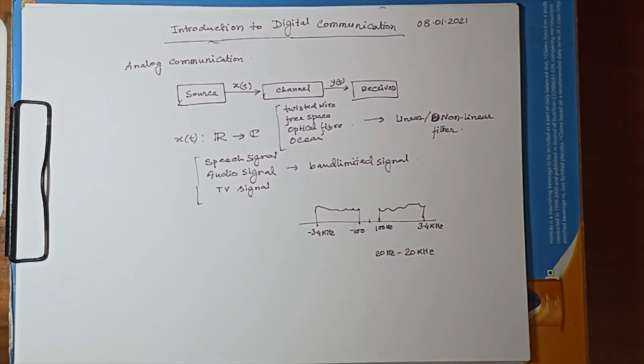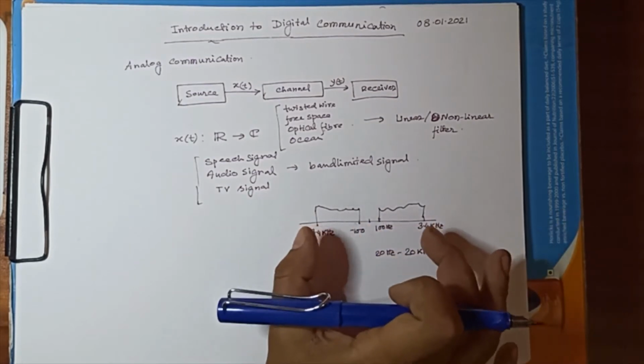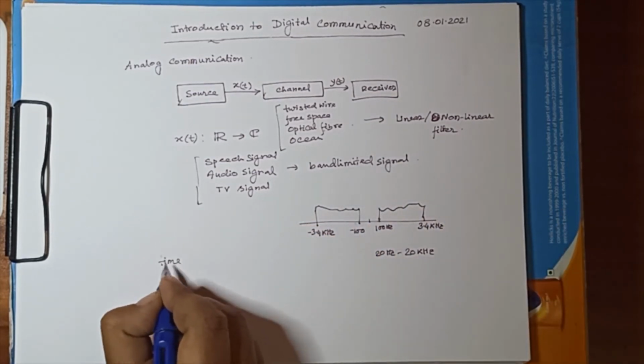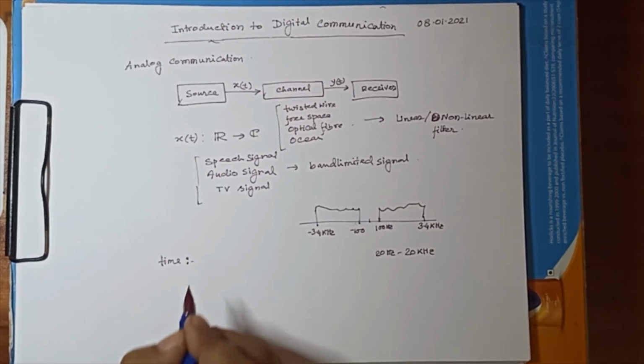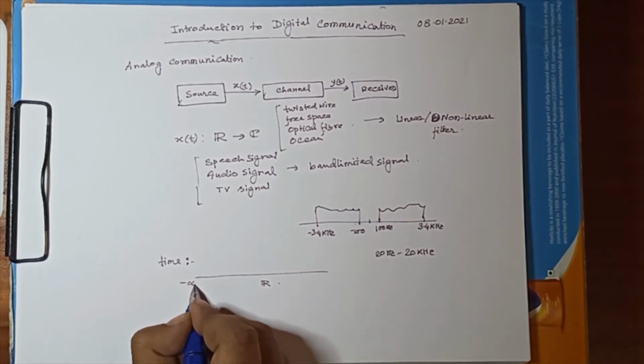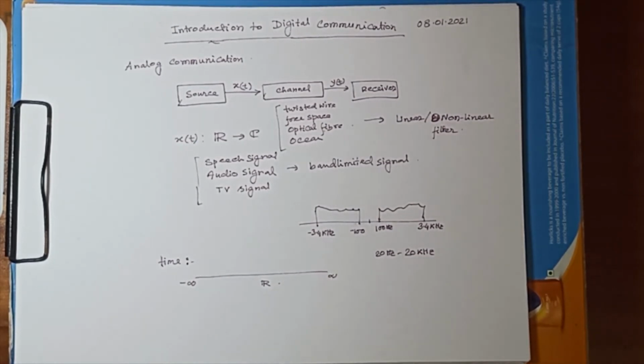But one thing which is assumed when analog communication is taught is that the spectrum is definitely limited, it is band limited, but what about the time? Time is normally assumed to be the entire real line, between minus infinity and infinity. So the signal is a persistent signal, present for all the time. But is that a realistic assumption? The answer is no. It is not a realistic assumption.